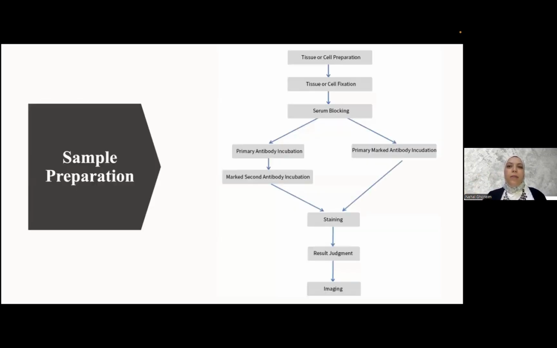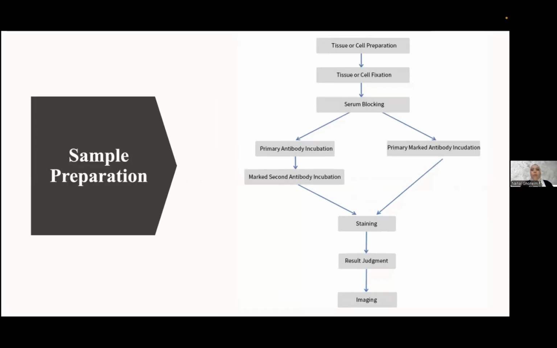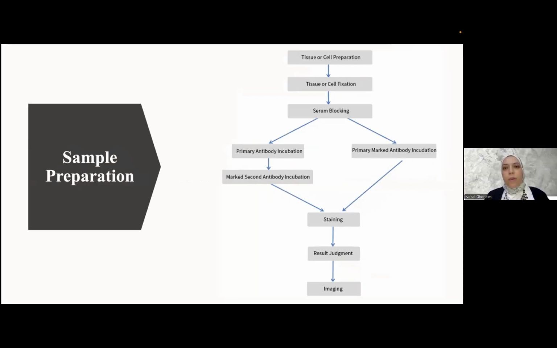Let's have a deep look at the steps of the sample preparation, which we will discuss today in our presentation. At first, we have the tissue or the cells, and the cells will be fixed. And then there is blocking, serum blocking, and then the antibody labeling, and then imaging and judgment. So let's take it step by step.